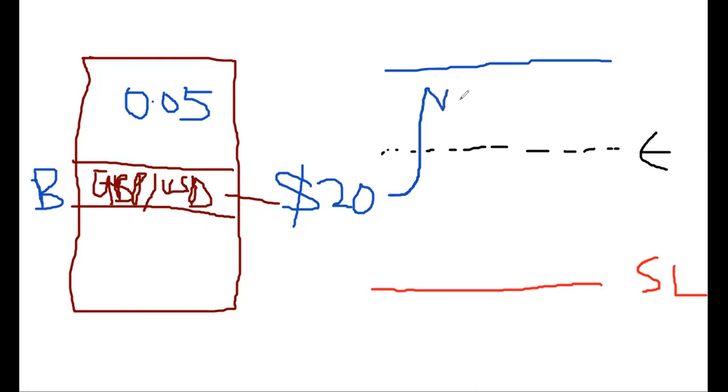Let's say the market starts consolidating and she's worried. Already she's earning $20. What can she do? She can partial close this trade. How? She'll go to modify. Right there, modify. She can change this lot size to 0.04.